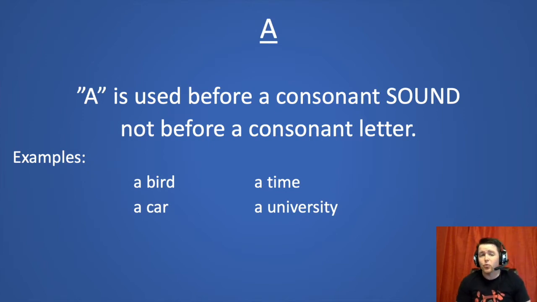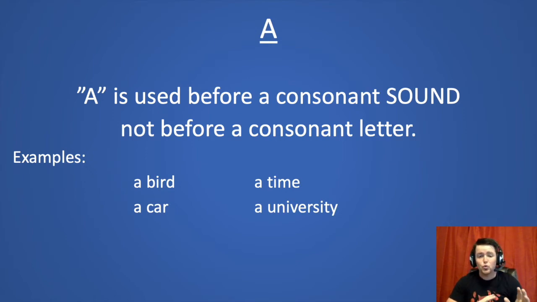A is used before a consonant sound, not before a consonant letter. A lot of people think that it's about spelling, but it's not. It's about the sound that comes afterwards. So in the examples here, we say a bird because bird starts with a consonant sound. A car, car starts with that consonant sound. A time, again, consonant sound with the T.